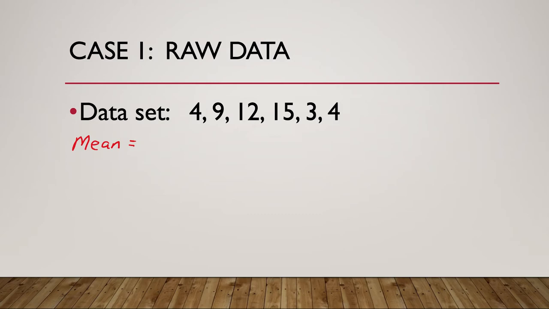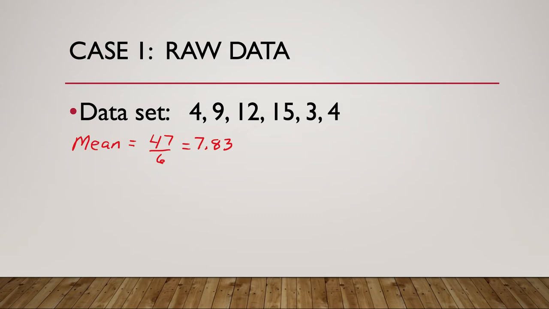So if I add these numbers together, I get 47. I would divide by 6 and round it to 2 decimal places unless the test tells you different. So 7.83 is what I would get there.